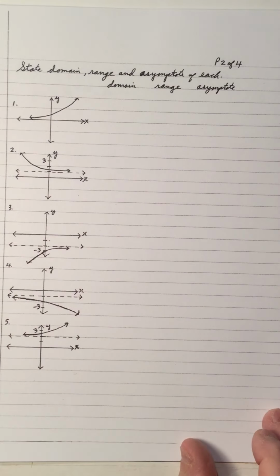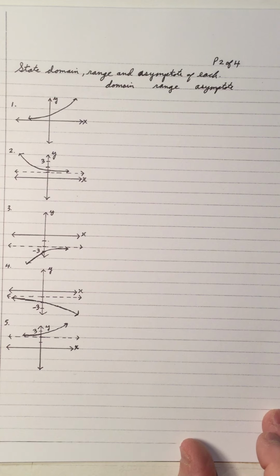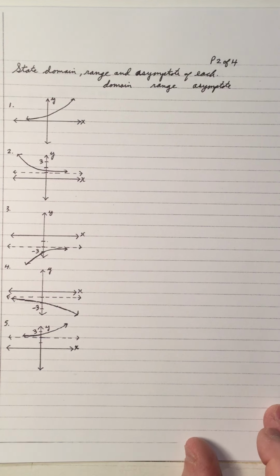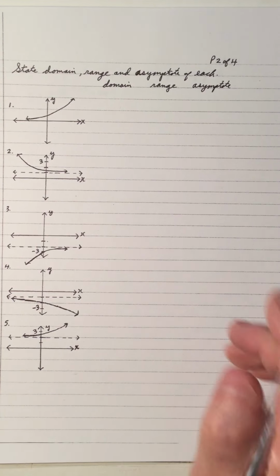Hi, welcome to my video on finding the x- and y-intercept, domain, range, and asymptote of an exponential function. State the domain, range, and asymptote of each.